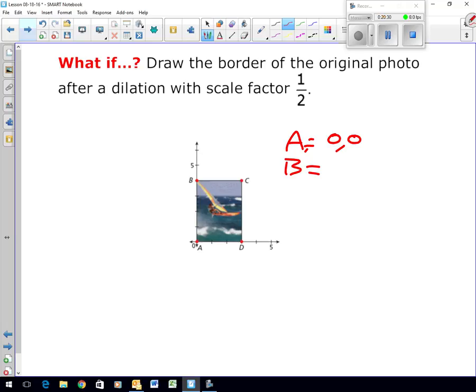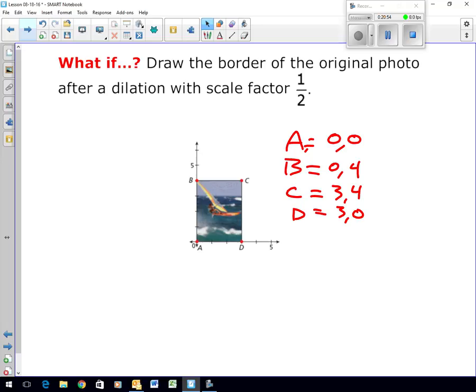B is at 0, 4. C is at 3, 4. And D is at 3, 0. All right? Okay? We're going to work on this throughout the class. I'll make sure right now you understand the principle behind it.